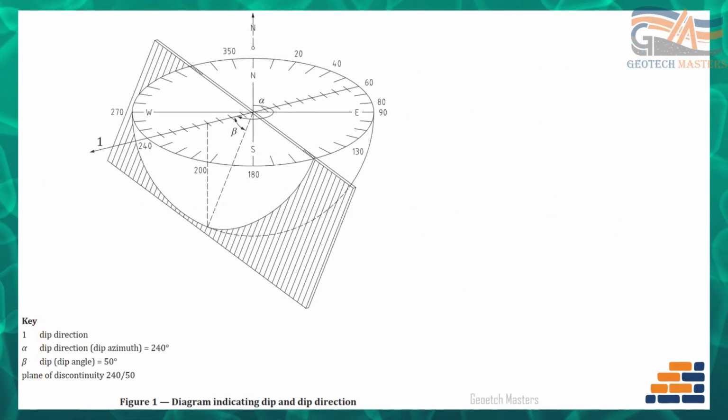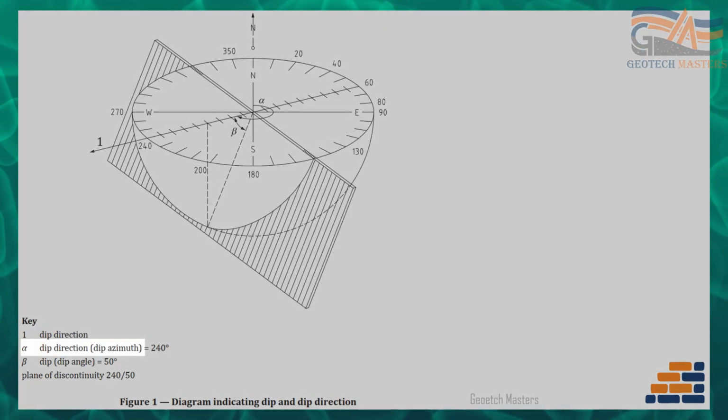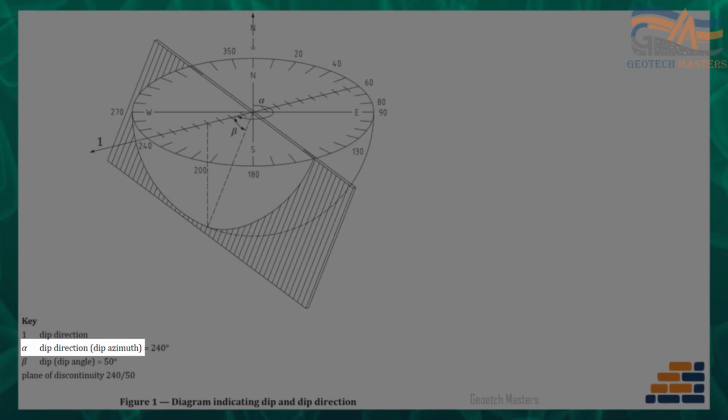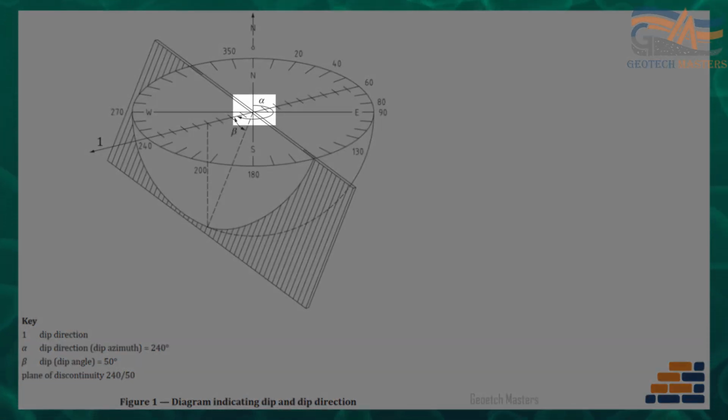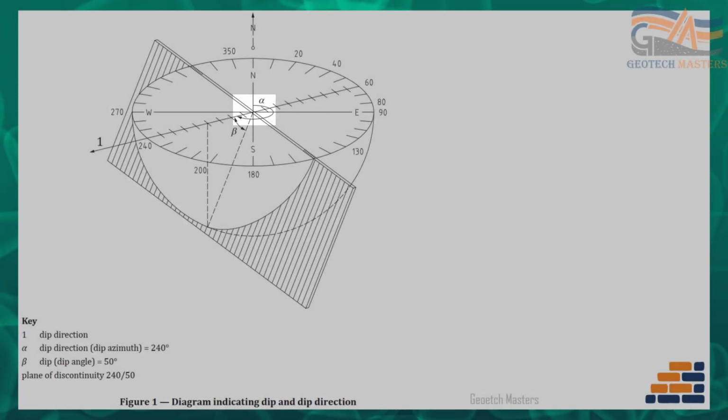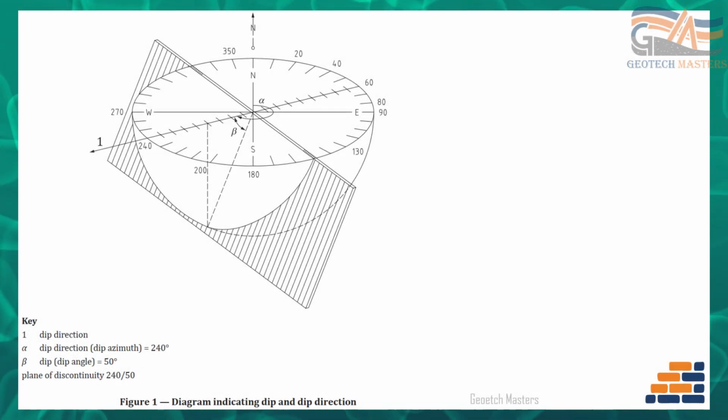Let's define our terms. First, we have dip direction, or dip azimuth. This is the compass direction that the slope faces. It ranges from 0 to 360 degrees. To determine the dip direction, we follow these steps on site.